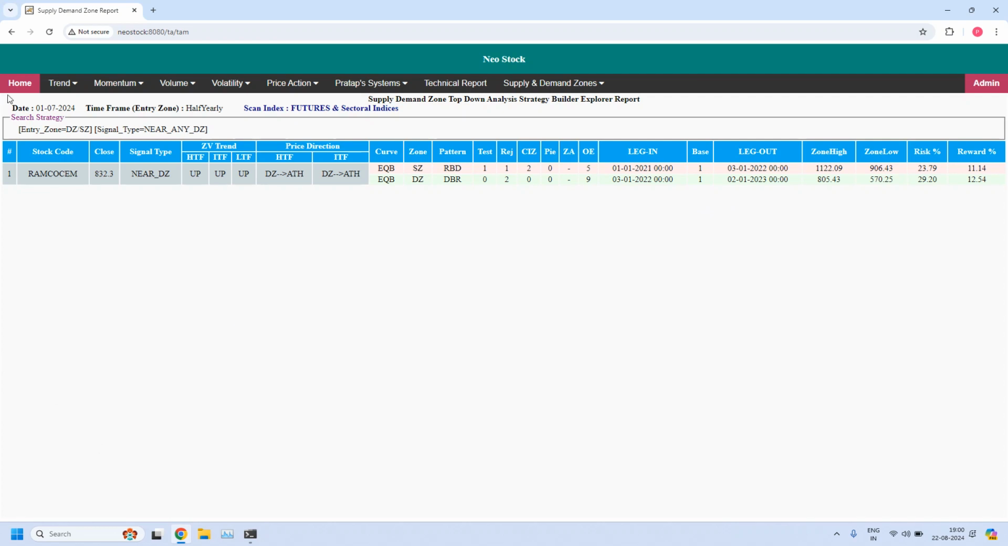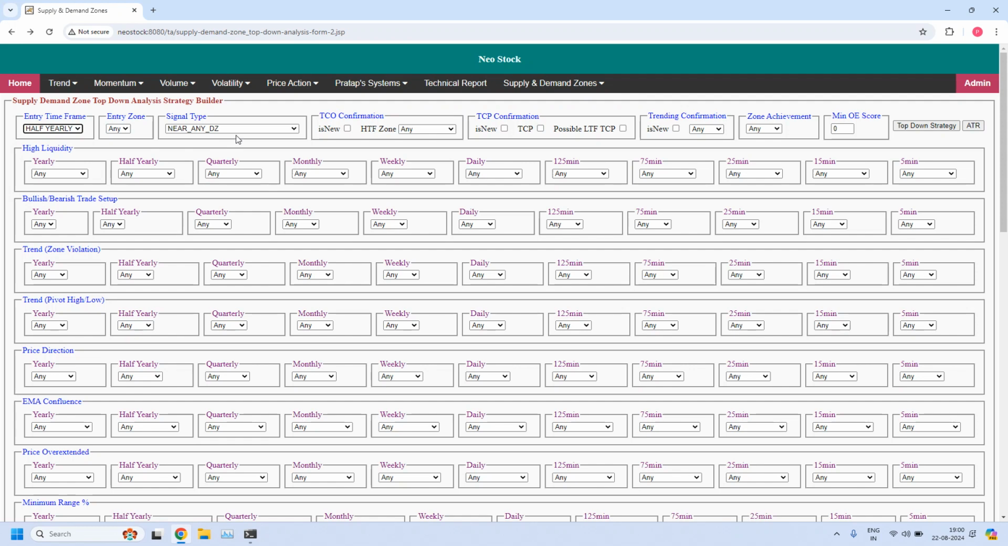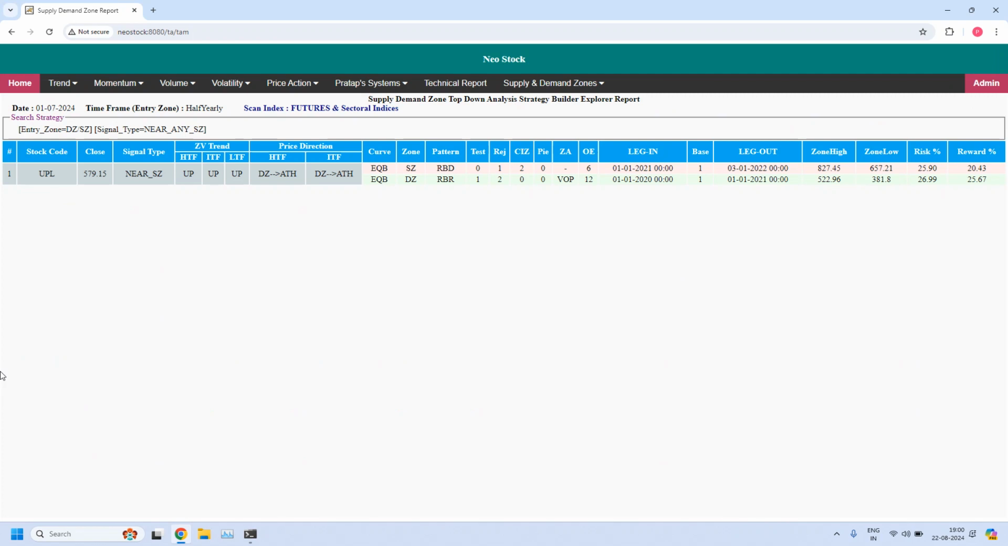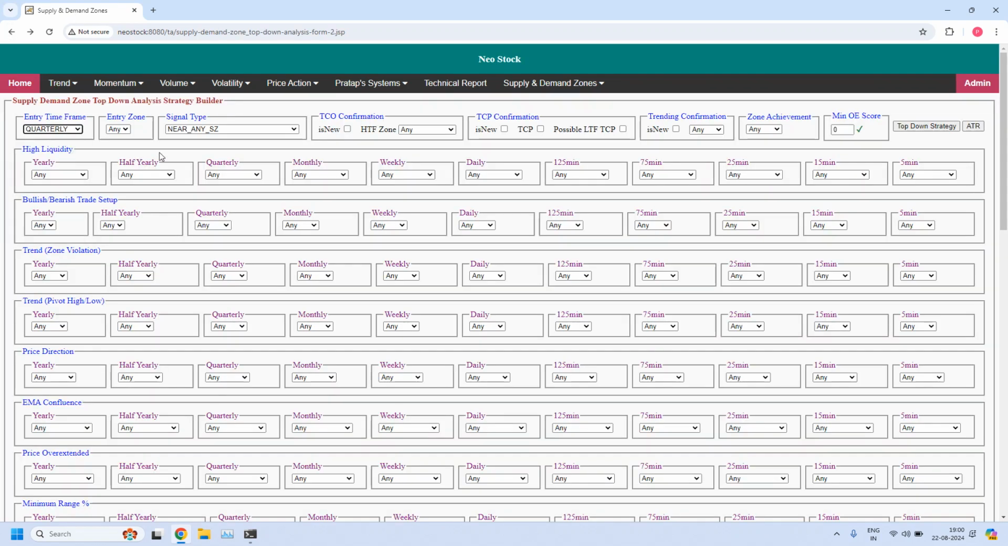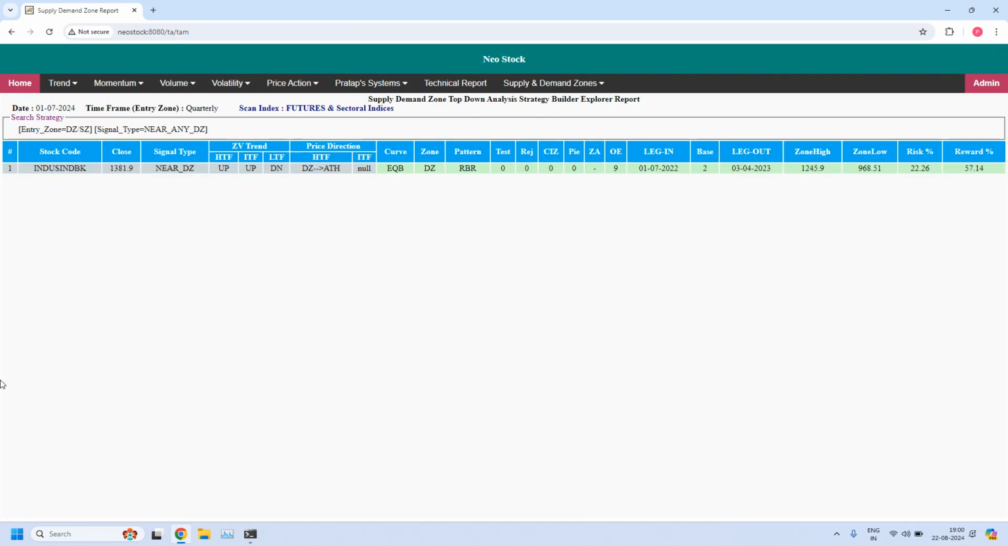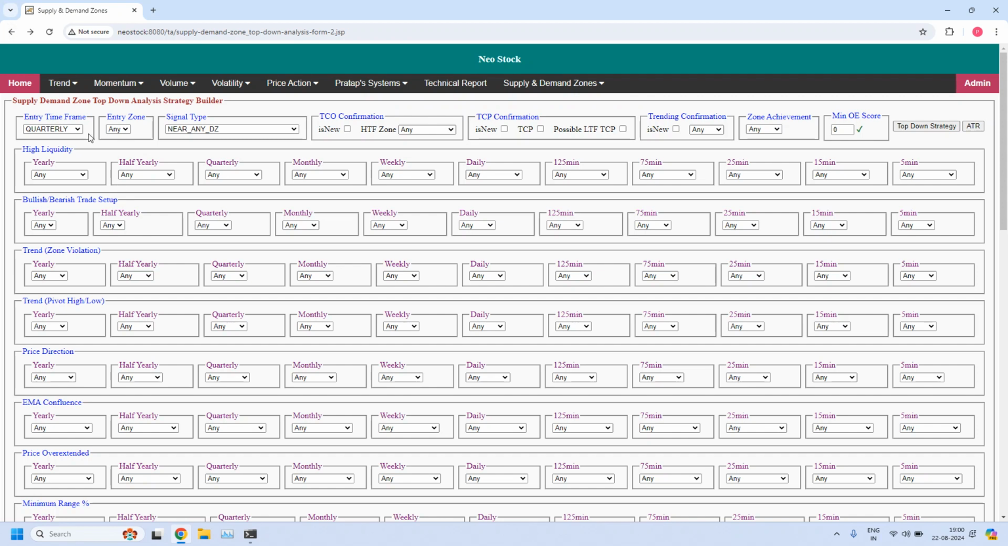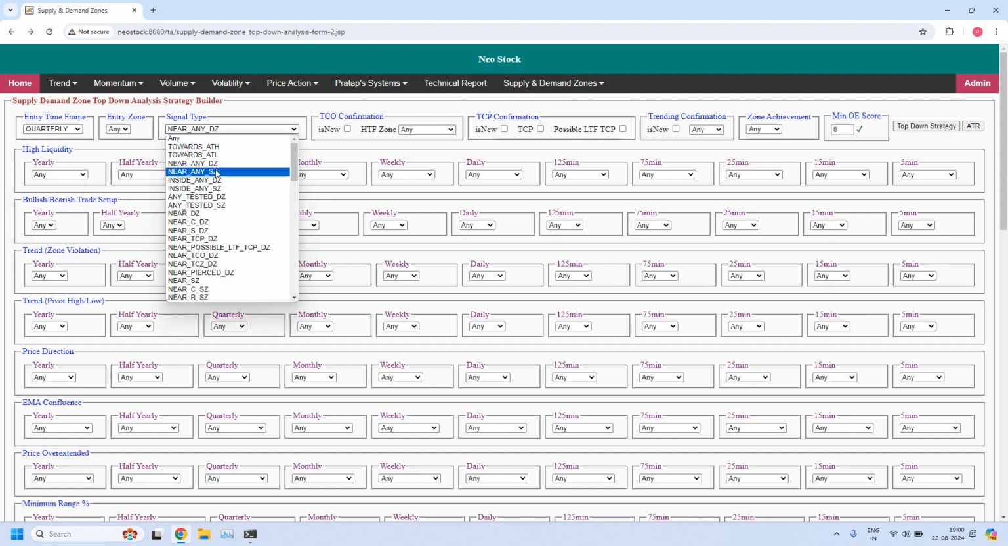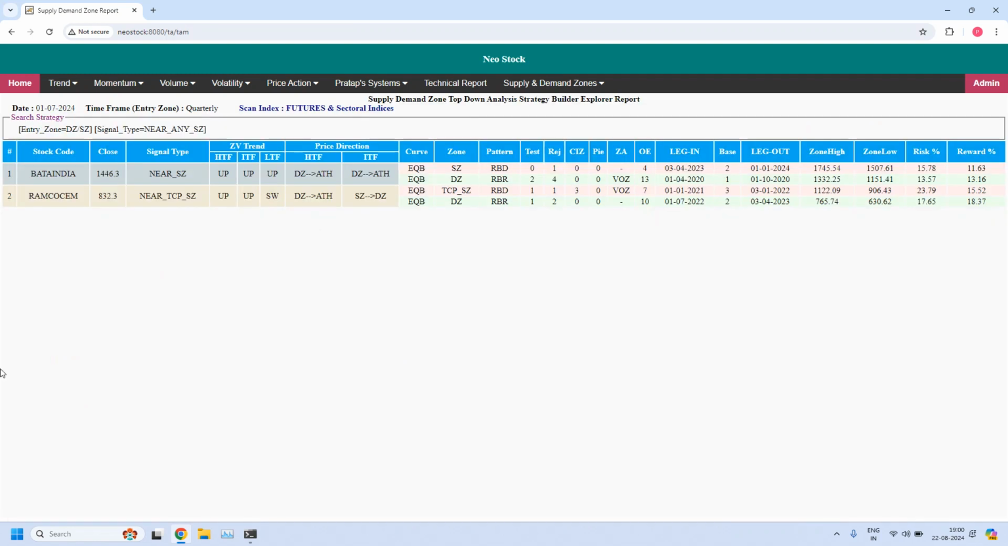Now let me generate the next report. For half yearly time frame, let us find the stocks near half yearly supply zone. One stock is filtered. Next time frame is a quarterly time frame. Let us find the stocks near quarterly demand zone. Only one stock is there near quarterly demand zone. And the next quarterly time frame, let us find the stocks near quarterly supply zone. Two stocks are filtered near to the quarterly supply zone.